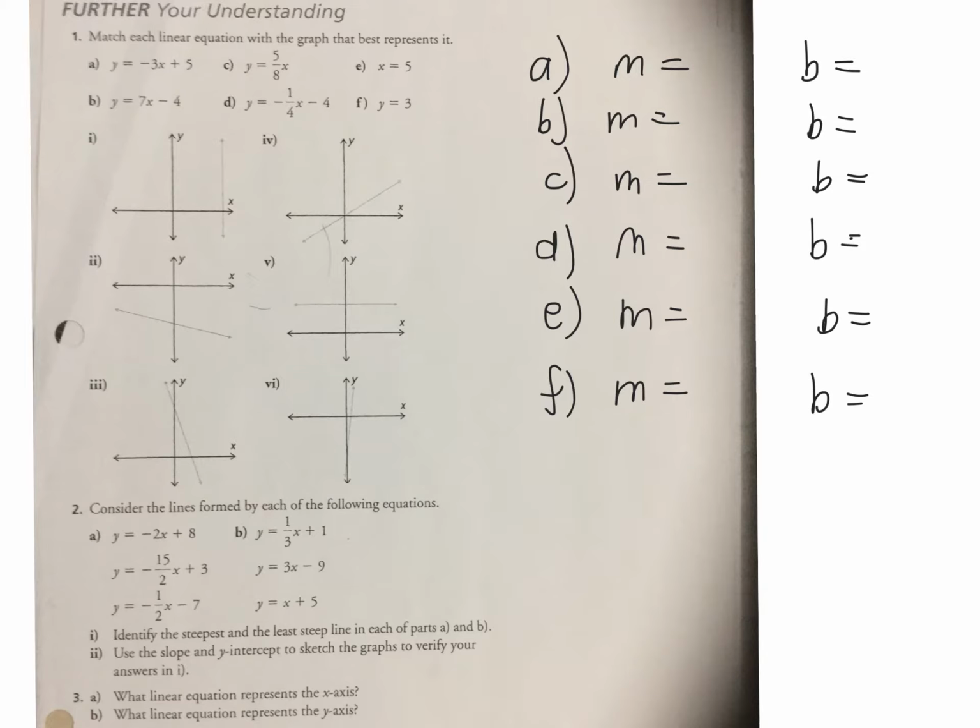So we are given 6 equations from number 1: A, B, C, D, E, F. Okay? You're going to tell me which part of the equation represents, what does M stand for? Yes, slope. And what's B? Y-intercept.